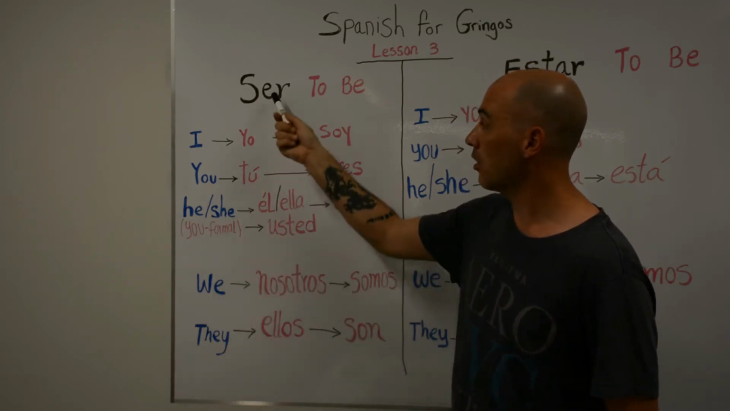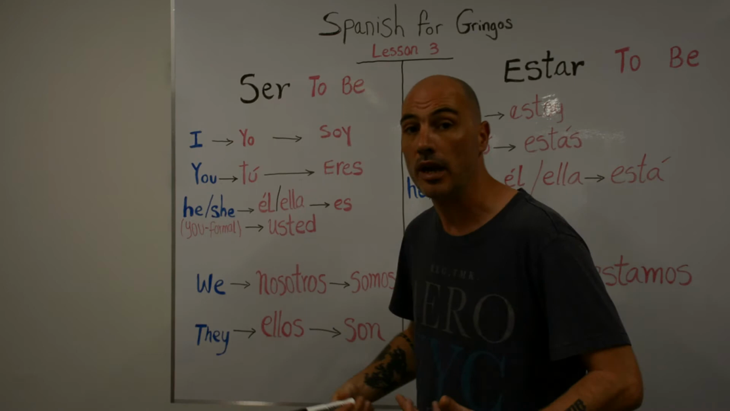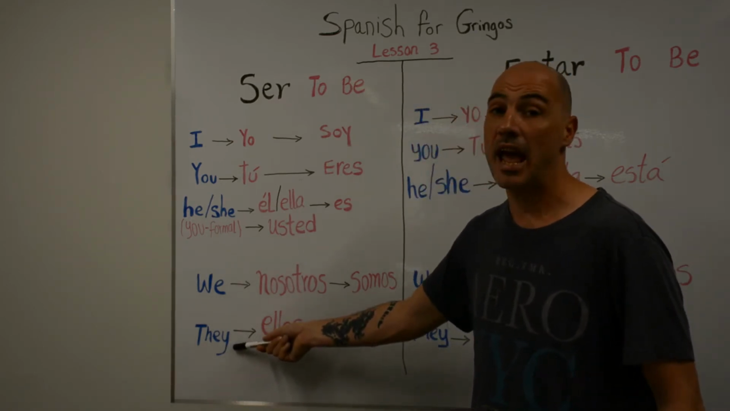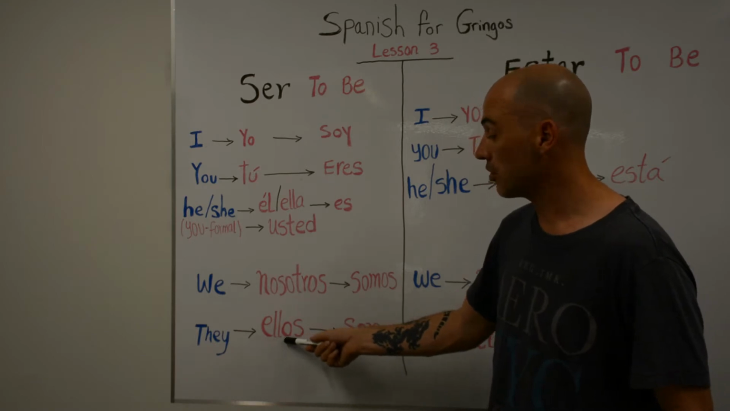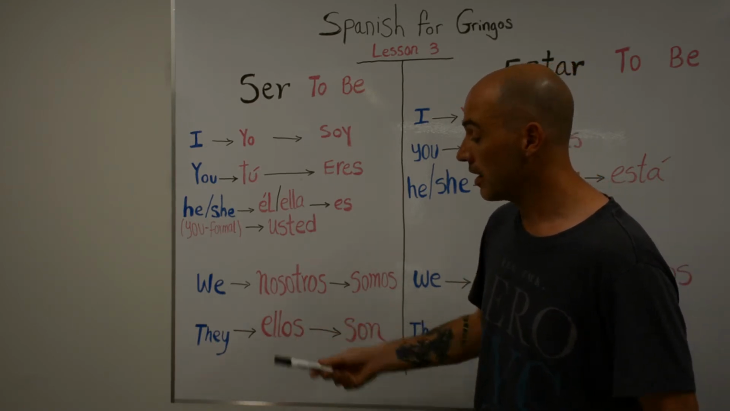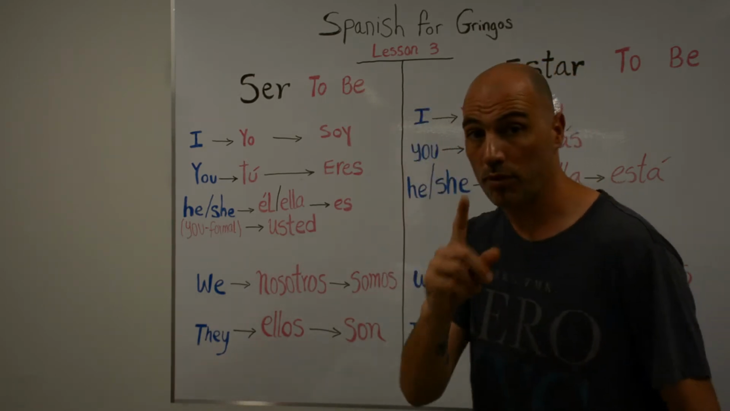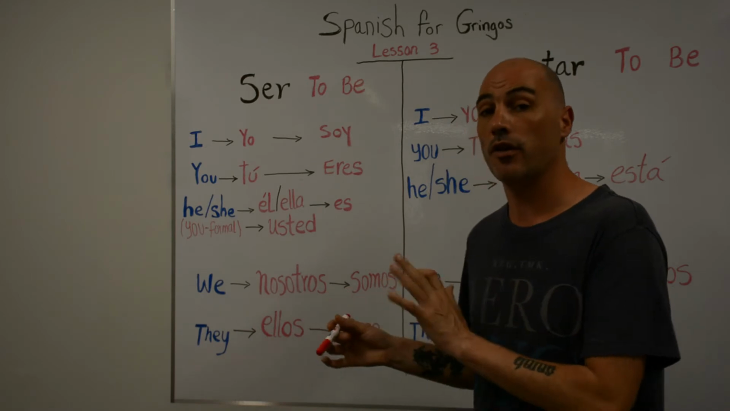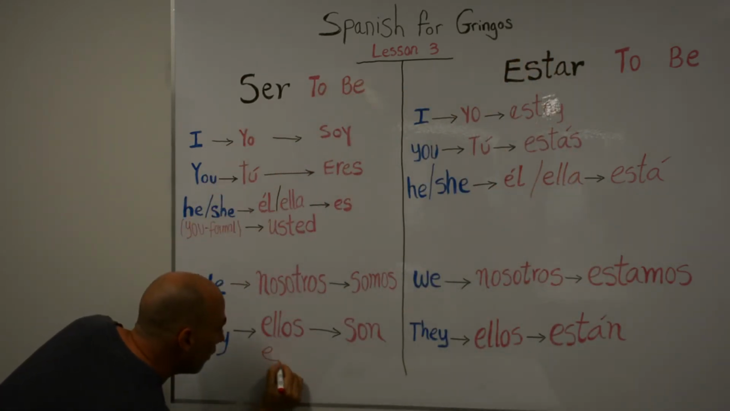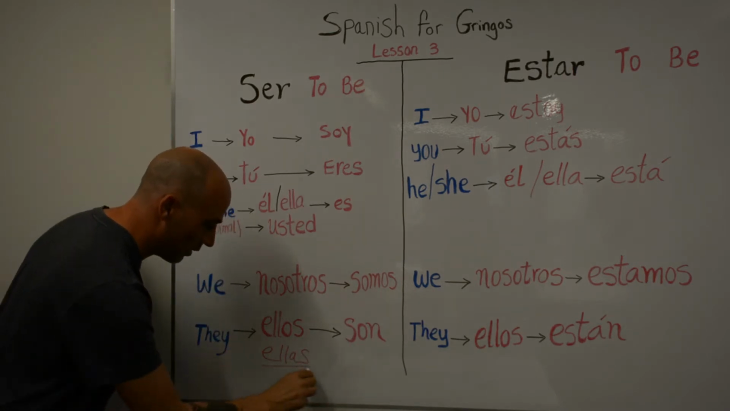We, in this form of ser, is nosotros, if you're talking about we. And then finally, at the very bottom, we have they, which is conjugated into ellos. Now, there is an exception. If you're saying they, but you're referring to just a group of girls, then this would change to ellas. Okay? Just want to put that little difference in here.